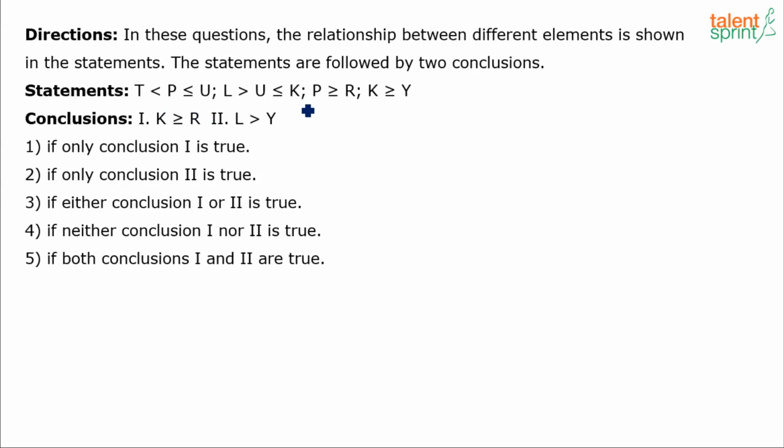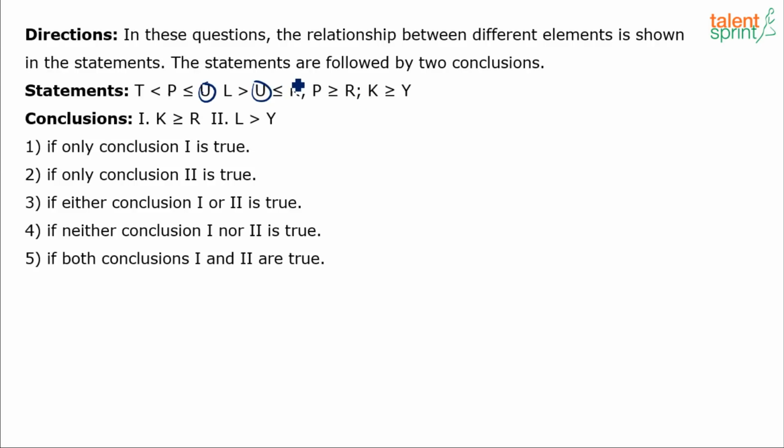How do you connect K with R? See, R is connected to P. P is connected to U. K is connected to U. So there are 2 common friends. U and P are common friends between K and R. So basically we have to connect with the help of U and P. So K greater than or equal to U. U greater than or equal to P. P greater than or equal to R.